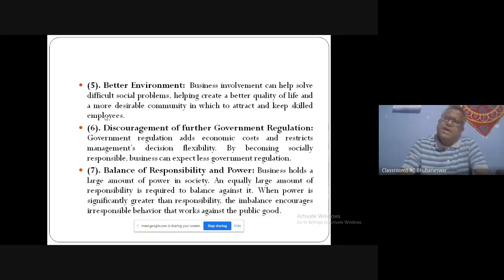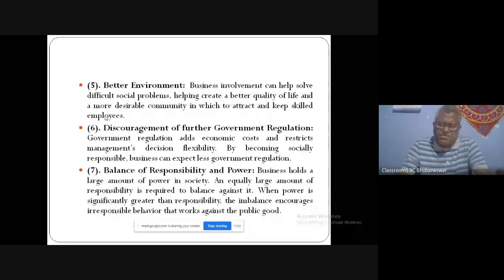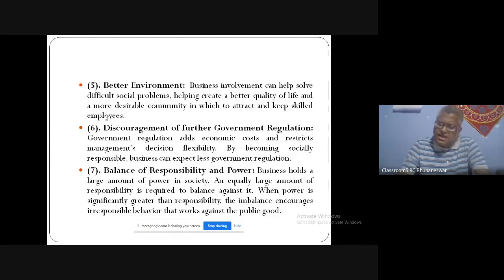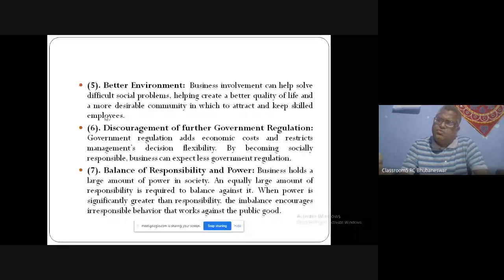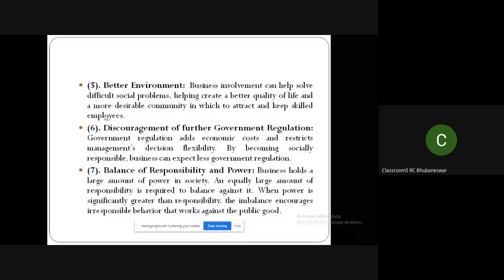Another one is balance of responsibility and power. Now power is in the hands of society also. Society has power and a large amount of responsibility towards society also, and the power is also greater than the responsibility. Responsibility, on one hand, encourages the balance of a particular behavioral attitude also. This is the way through which social responsibility can be done.